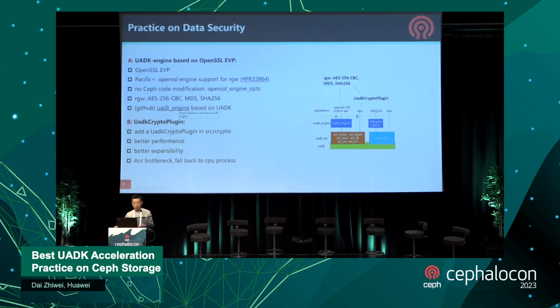Okay, this is our source code. Another one is we have added a UADK encryption plugin in the Ceph crypto. It has better performance and better encryption. It means if our hardware acceleration has reached its bottleneck, it can fall back to CPU software processing.